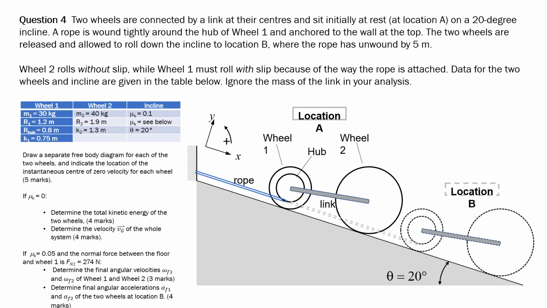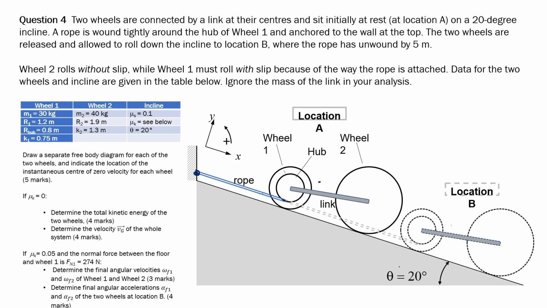This is a very complex one to read, and I'm going to spend some time on this. Two wheels are connected by a link at their center and sit initially at rest, and that's at location A right here, on a 20-degree incline. So there's the incline. A rope is wound tightly around the hub at wheel 1. There's wheel 1, anchored at the wall at the top, and you can see the anchoring occurs right there. Two wheels are released and allowed to roll down the incline to location B, where the rope has unwound by 5 meters. So location A to location B.